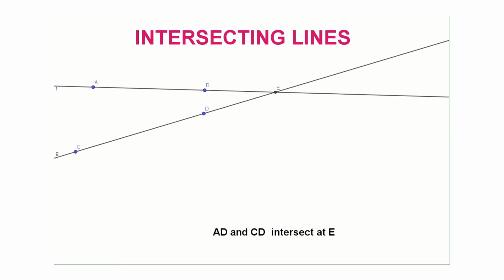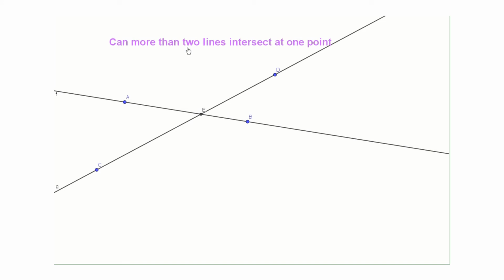Is this clear? Now let us see the answer of one very interesting question that is given in your book. Can more than two lines intersect at one point? I have two lines AB and CD intersecting at E. Now let us see whether we can draw any other line that passes through E or which can intersect at E. Yes, this particular line EF again passes through E. So now three lines are intersecting at the point E.